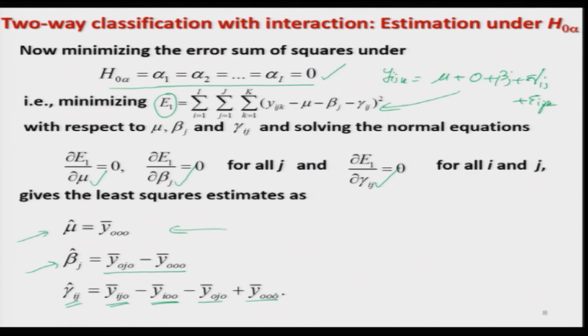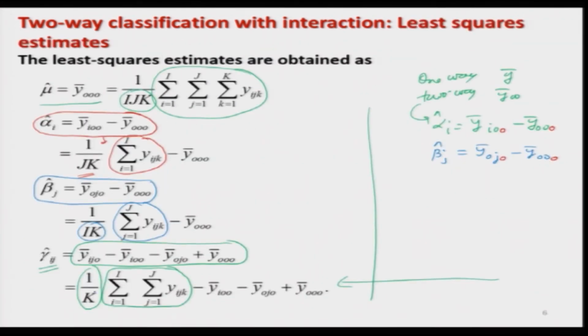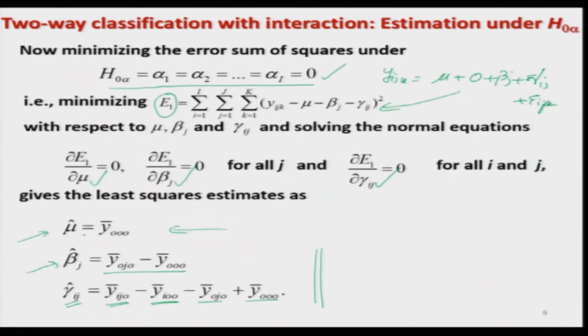And one thing you can observe here is that these estimators that you have obtained for mu, beta_j and gamma_ij are exactly the same as the ones you obtained earlier. So, you can save some time if you have understood how these expressions are obtained. Once again, I am not asking you to follow the shortcut, no shortcut allowed, because that will spoil your basic fundamentals.